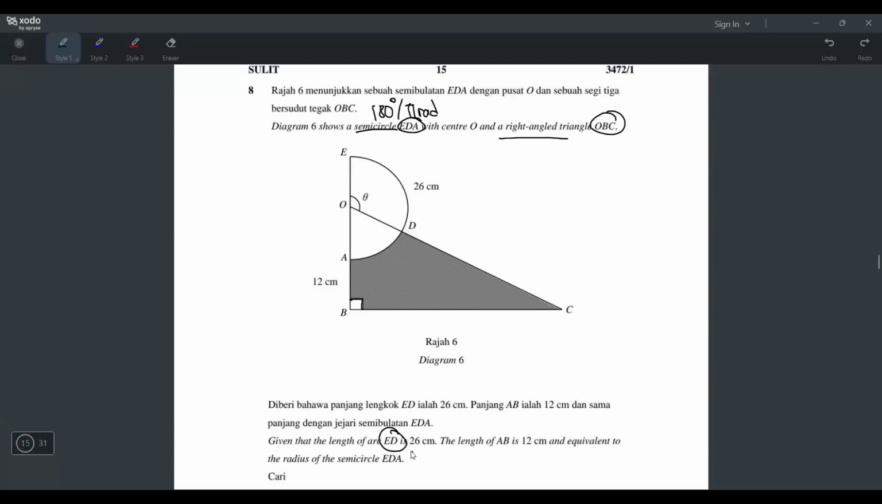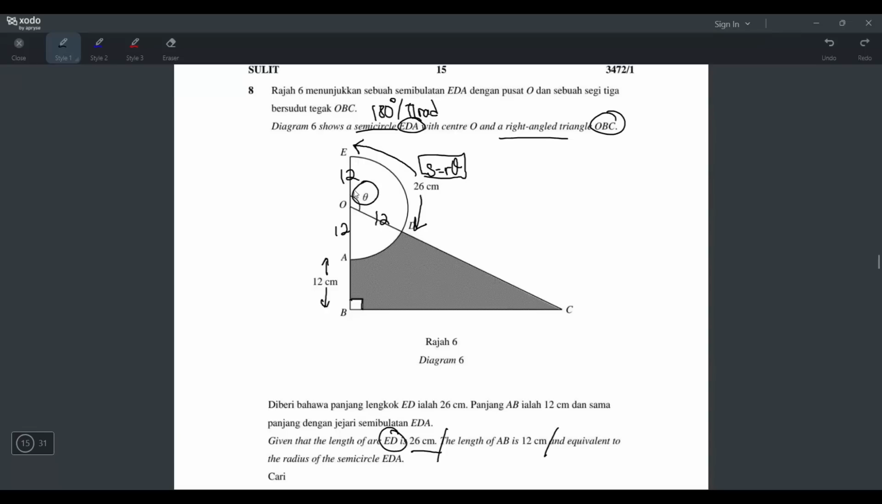Given that the length of arc ED is 26. So label this ED arc 26. Oh, they already labeled for me. So this 26 is the arc. So later we can use the formula S equals R theta, because they give us the arc, right? The length of AB is 12 cm. Where is it? AB. Oh, so here. Oh, they also labeled for me already. And then equivalent to the radius of semicircle EDA. So the EDA radius is also 12. So it means this is 12, this is 12, this is also 12, because OD is also a radius, right?